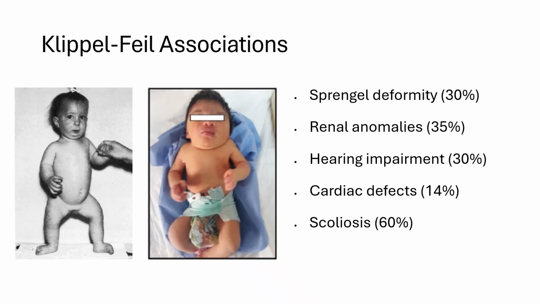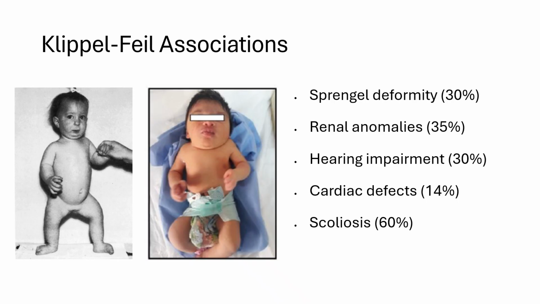Sprengel deformity occurs in 30% of cases, creating the combination of cervical spine fusion with abnormal scapular positioning. This association makes developmental sense because both the cervical vertebrae and scapula develop from related embryonic structures during the same time frame. When you encounter a baby with an elevated scapula, always examine the cervical spine carefully because these conditions frequently coexist. Renal anomalies affect 35% of patients, making kidney screening essential for every child diagnosed with Klippel-Feil syndrome.